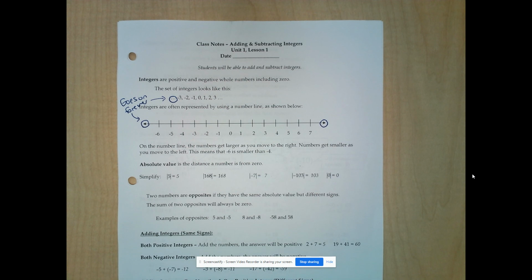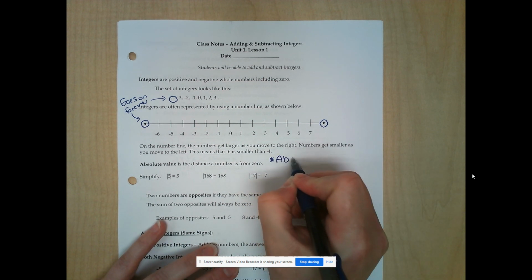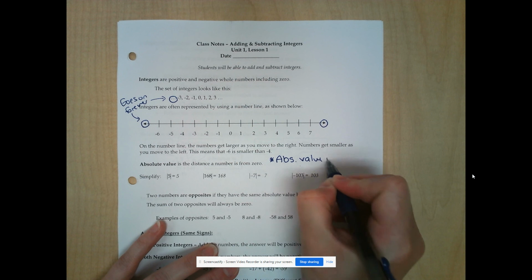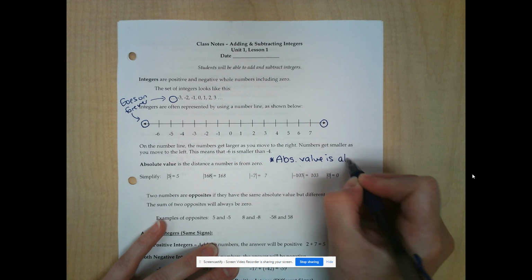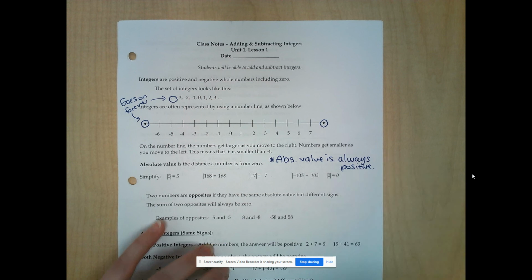Absolute value, the distance a number is from 0. So distance, if you've ever watched Ferris Bueller's Day Off, remember how putting the car in reverse did not take off miles? Well, that's because it doesn't matter what direction you're going. Distance is always positive. So absolute value is always positive. All right. Add that note right in there.